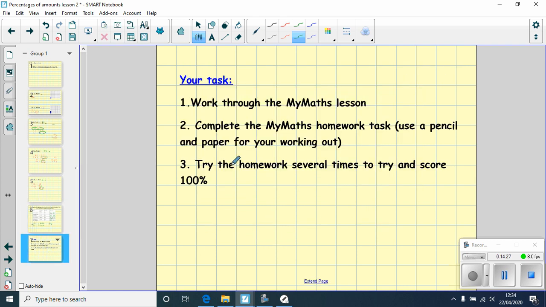So your task is to work through the My Maths lesson. There's a little game at the end called, I think it's called Beat the Clock, so have a little go at that as well. Then complete your My Maths homework. Again, it's really, really important to use a pencil and paper to show your working out on your jottings. And like we've been saying every day this week, try the homework several times to try and score 100%. Okay, off you go, everyone.